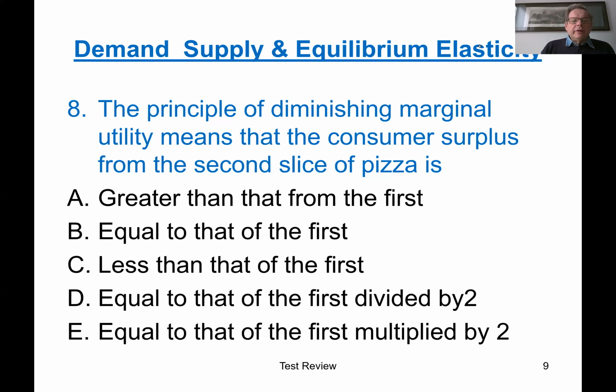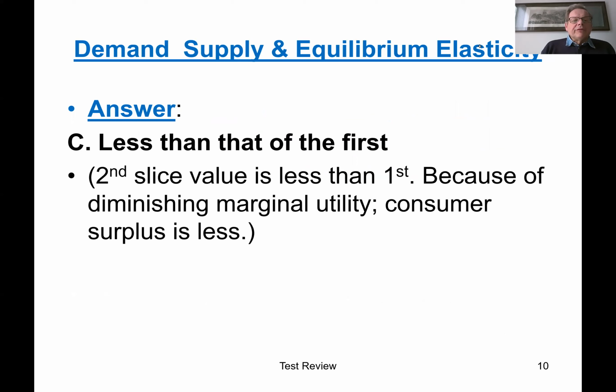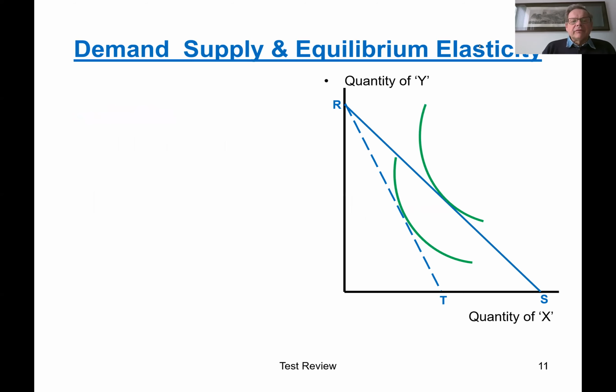And the answer here is C, less than the first. Second slice value is less than first, and because of diminishing marginal utility, consumer surplus is less.